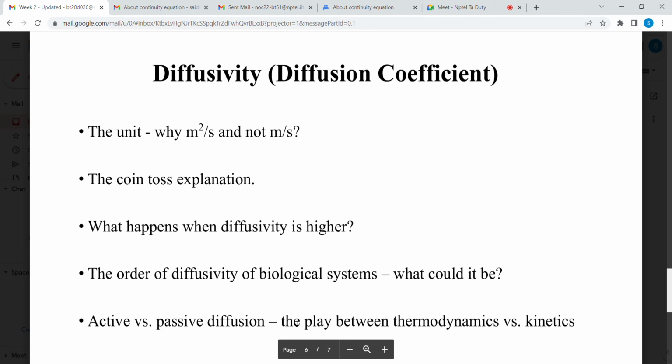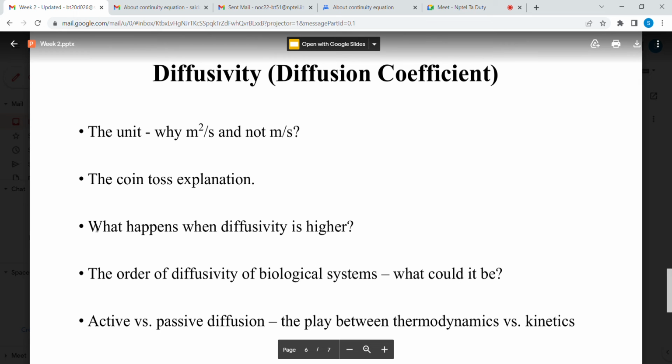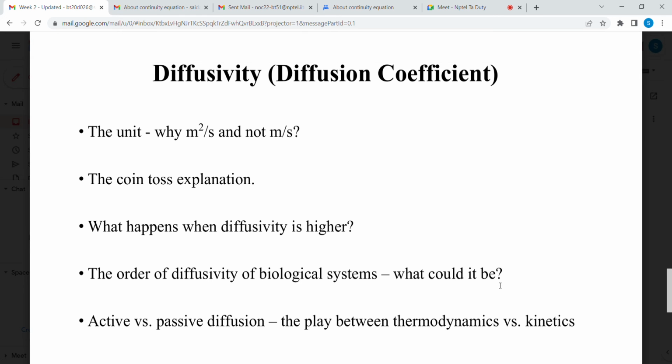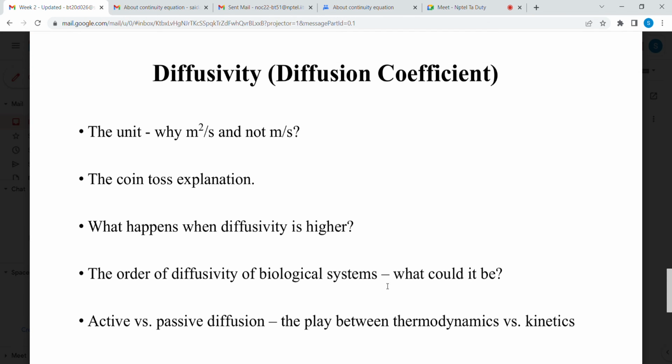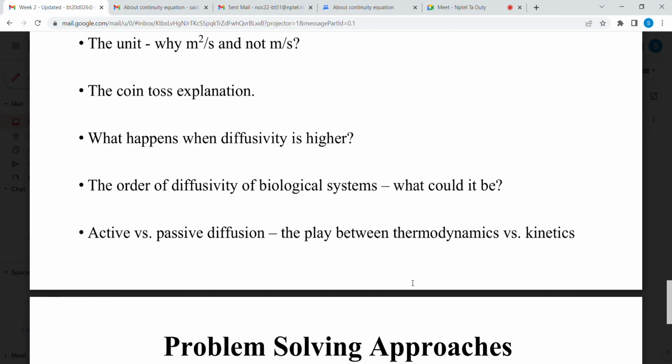Now I leave these things to yourself. What happens if the diffusivity is higher? The order of diffusivity in biological systems, what could it be? I would like you to figure it out. A clue is that much of biology, in fact all of biology known to mankind till now, happens in a solvent system, and that solvent is water, correct? So go look at the diffusivity of water, and then come to a conclusion what it should be or could be.